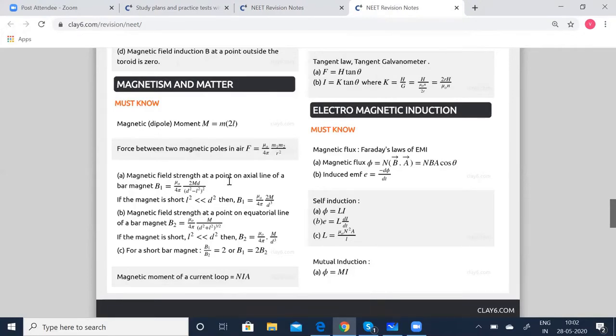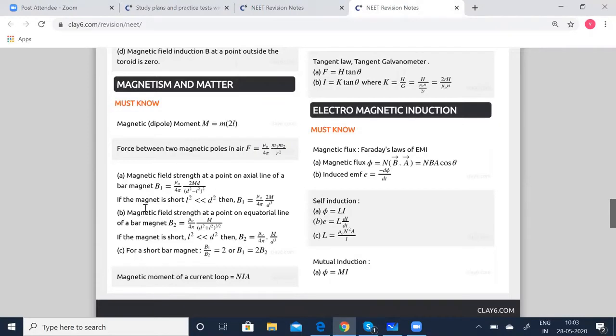Magnetic field strength at a point on the axial line of a bar magnet, B1, is equal to, axial line means the magnetic field acting along the bar magnet. So that is equal to mu0 by 4 pi into 2 M d by (d squared minus l squared) the whole square, where mu0 by 4 pi is a constant, and this capital M stands for magnetic moment. d is the distance.